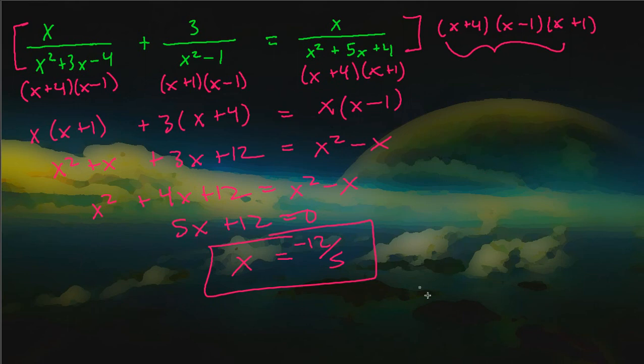Now, we do need to check to make sure that we didn't get part of our restriction. So if I look back up here, I would note that I can't get negative 4, negative 1, or 1. If I'd gotten any one of those, I would have to reject that answer. Now, it just so happened in this case that I did not, so everything worked out fine.